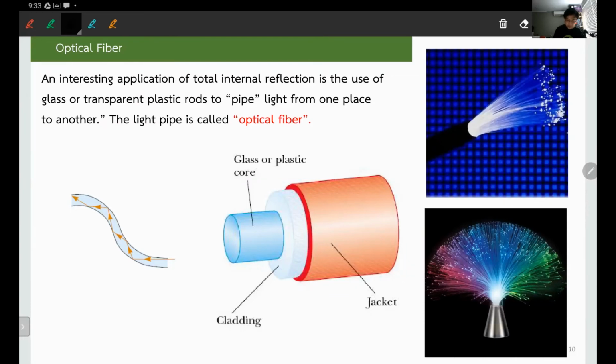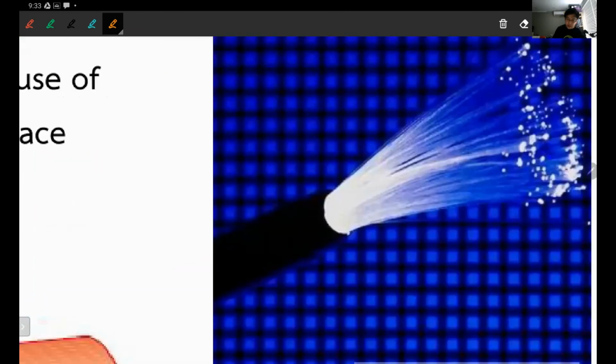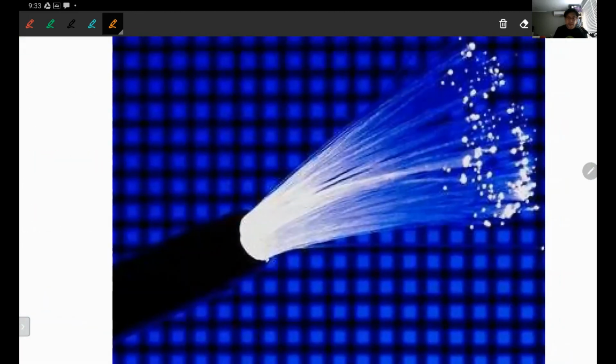Oh, it's hard to see. The source of the light is somewhere in here. It's just going to travel along the fiber, and then eventually, when you get to the other end, it will show up here. It looks kind of nice, like a mini light bulb.